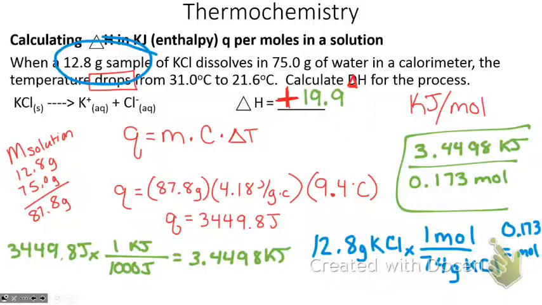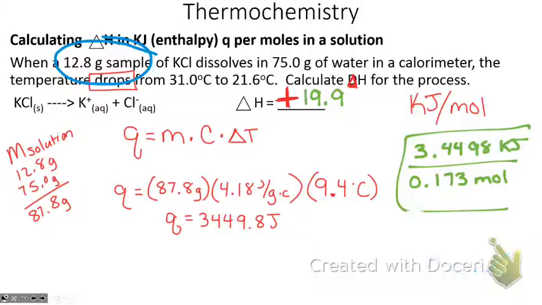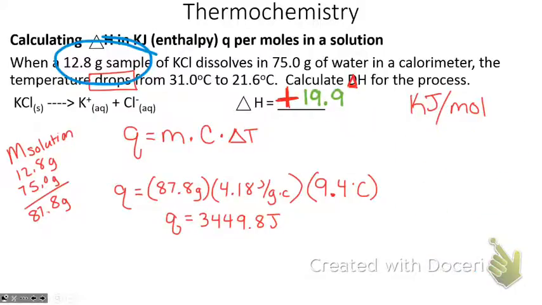There are other ways to solve this problem. Actually, you know what? I'll show you how to solve it both ways. That way you can pick the one that you like. So once you get Q, instead of doing those two side conversions that I just showed you, you can mash it all together in one long running equation here. So you can take 3449.8 joules and just divide it by your mass, 12.8 grams of KCl, and then you can mash in those conversions all at once.